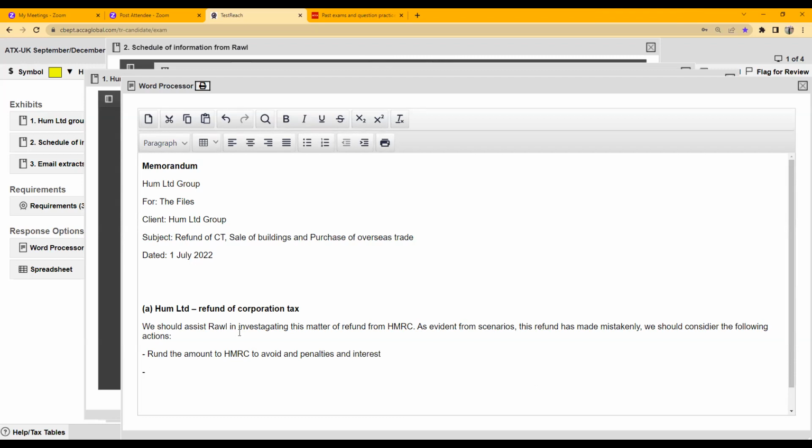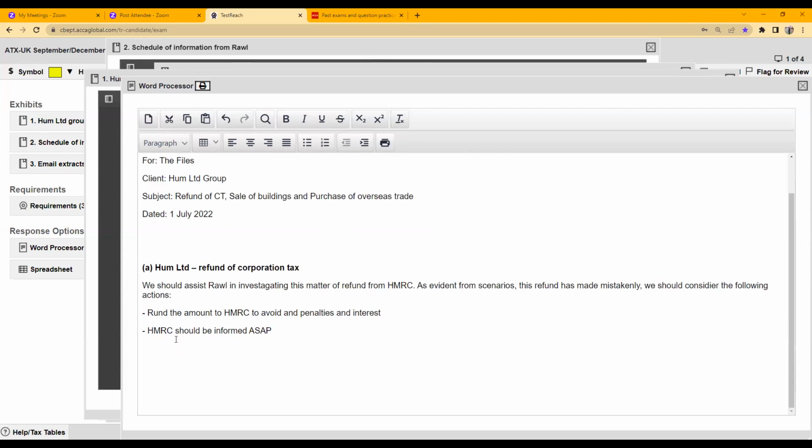Furthermore, HMRC should be informed as soon as possible, so they would be able to check whether they made the refund correctly or not. Number third. So these two points are with respect to HMRC.